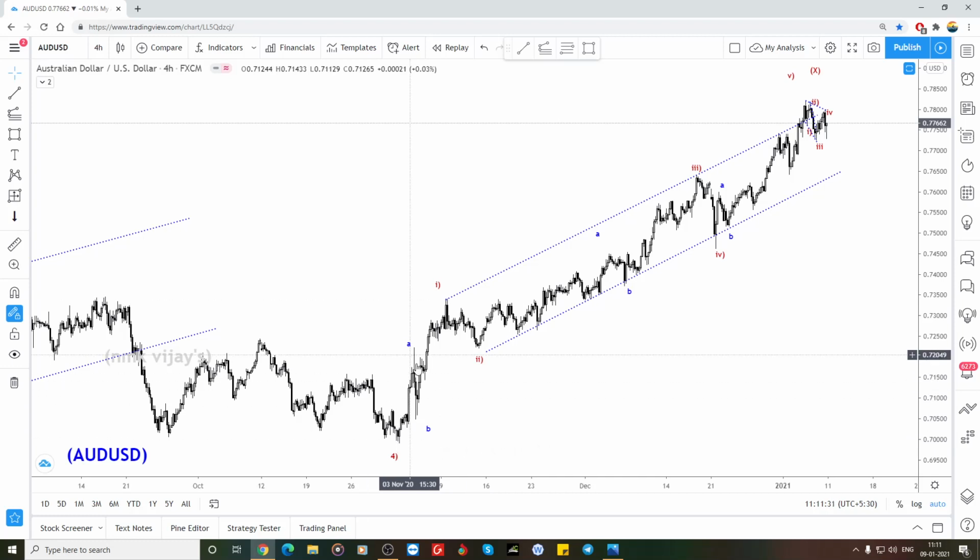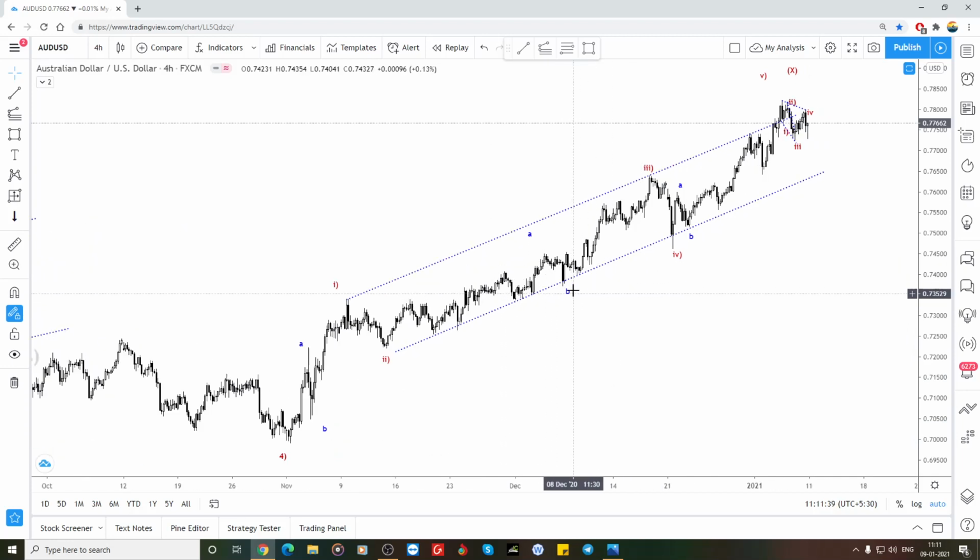So A, B, C as a 1, ABC is a 2, ABC is a W, X, and again A here, B and C it's completed here, or this could be 1, 2, 3, 4, 5, A. So this is the B, the whole thing becomes C because this wave and this wavelength is equal. So that is why I have placed it here.